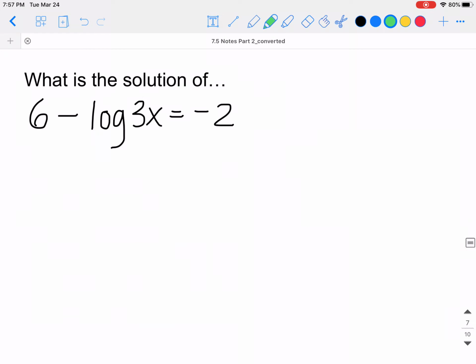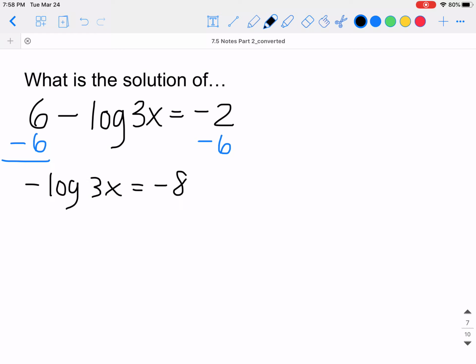Our next example. What is the solution of 6 minus log 3x equals negative 2? So first step, we want to move all of our terms to the same side. So I'm going to subtract 6 from both sides. So we have negative log of 3x equals negative 8.